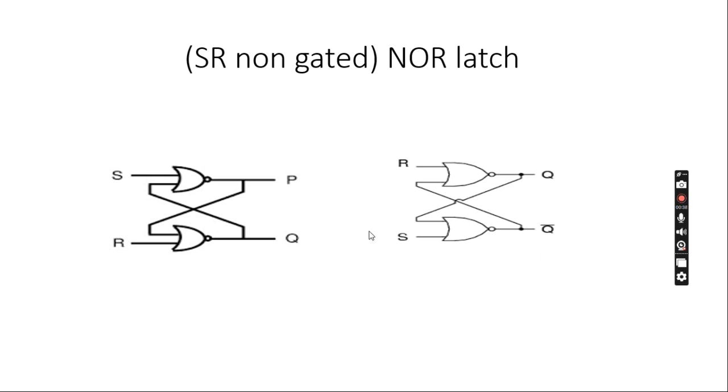Some people assume these inputs as SR or XY also, and the outputs as Q and Q bar, or we can name them some other names also. Here I named them Q1 and P. This P is nothing but Q bar here. So these are the constructional details. Now we'll see the operation step by step.